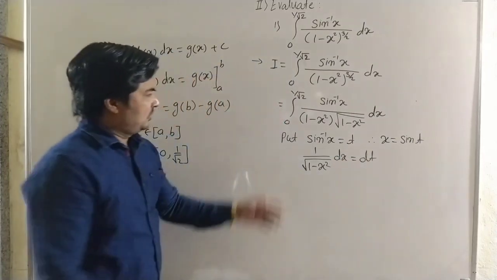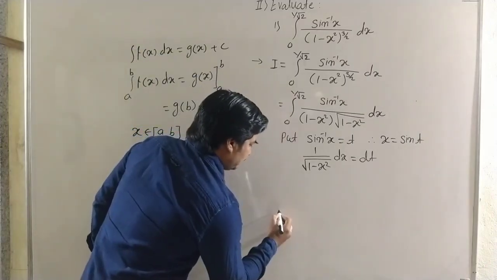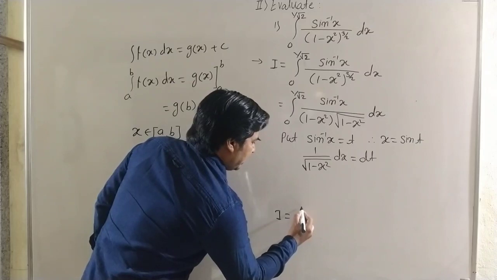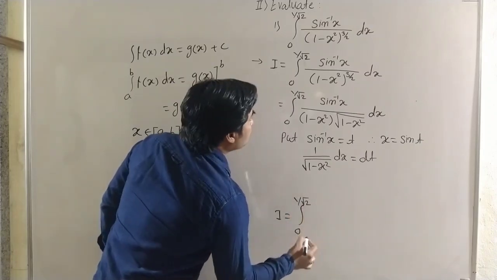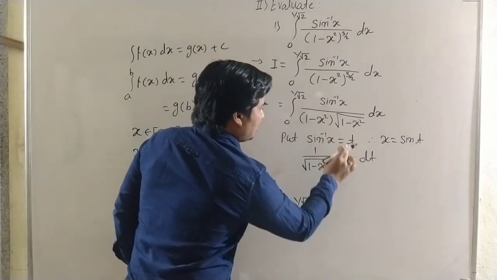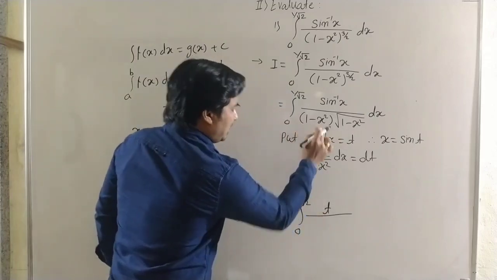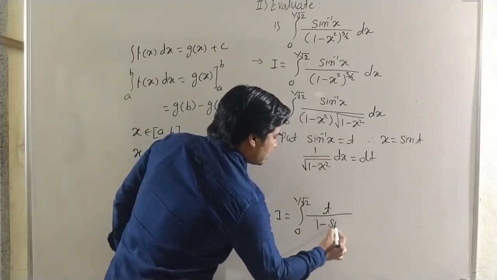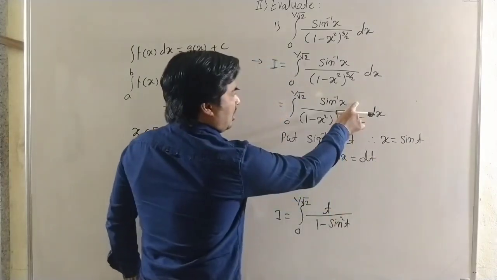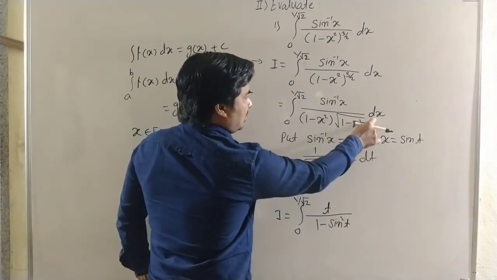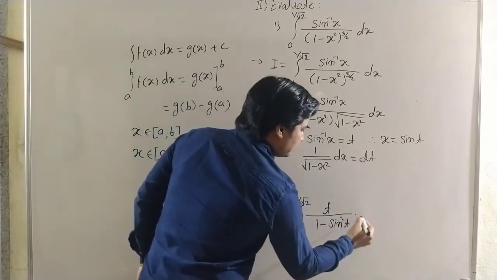Now, with the substitution, this integral becomes integral 0 to 1 by root 2 of t upon 1 minus sine square t, since sine inverse x is t and x is equal to sine t, and dx upon under root 1 minus x square is dt.